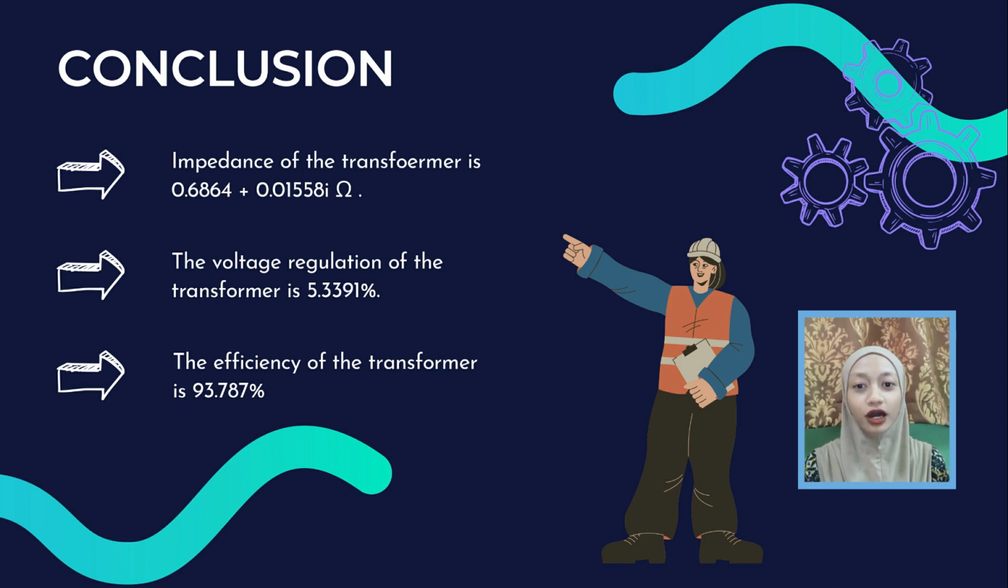For the conclusion, all of the objectives are achieved. From the experiment, we can see that the impedance of the transformer is 0.6864 plus j0.01558 ohm. Furthermore, the voltage regulation of the transformer is 5.3391%. And the last one is the efficiency of the transformer, which is 93.787%.